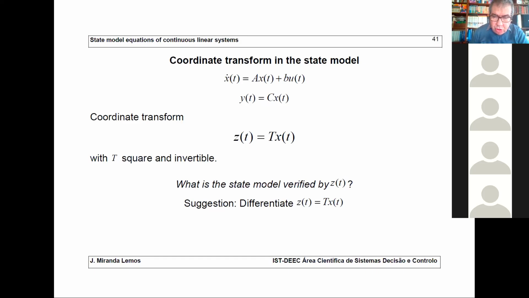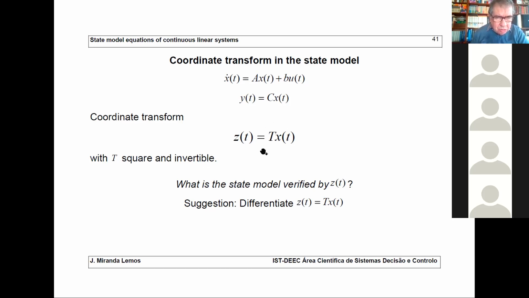Actually, this is a challenge to you. Pick up your paper and pencil and solve this problem. Suppose that I write the state model, x dot equals Ax plus Bu, y equals Cx, okay? And I do a change of coordinates. So I have z, which is Tx. And this is a matrix which is square and invertible.